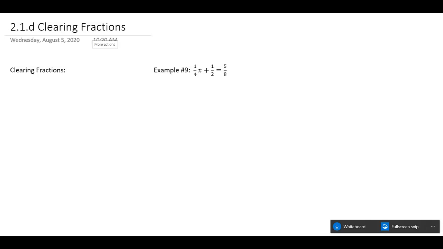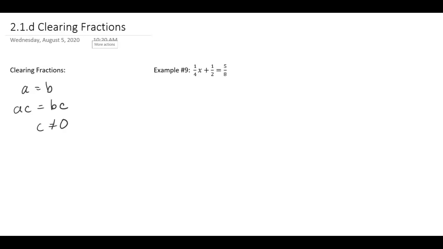So we're going to work with equations that have fractions in them. And the idea is we can multiply by whatever we want on both sides of the equation as long as it's not zero. So if you have something like a equals b, you're allowed to multiply by some real number c and keep the equation as long as c doesn't equal zero, okay?